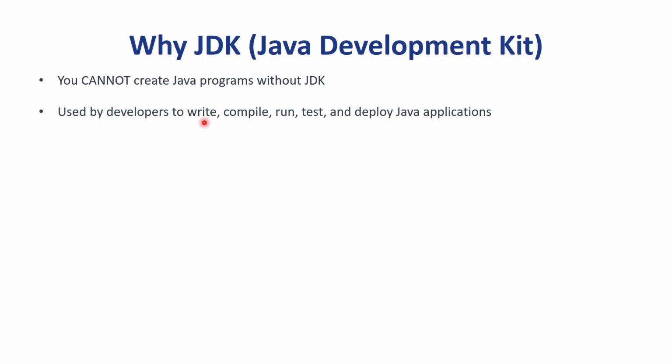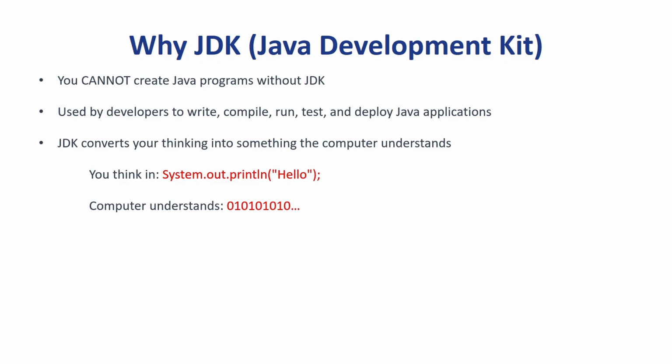For writing code, JDK provides the compiler that understands Java. For compiling code, javac converts your .java files into bytecode .class files. For running the code, java executes the bytecode on the JVM. For testing and debugging, JDB helps to find and fix errors. For deploying Java applications, jar packages your project for deployment. Basically, JDK handles the entire life cycle of your Java programs, from writing to deployment.